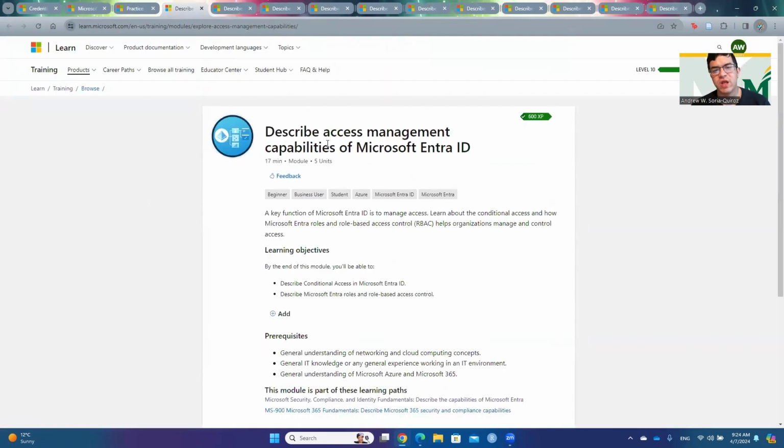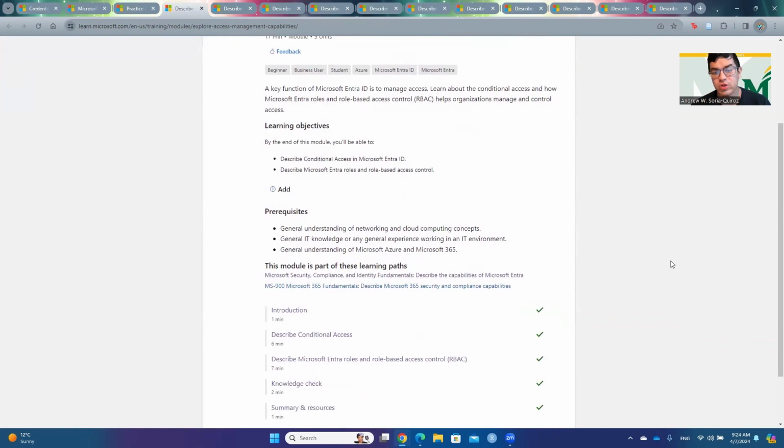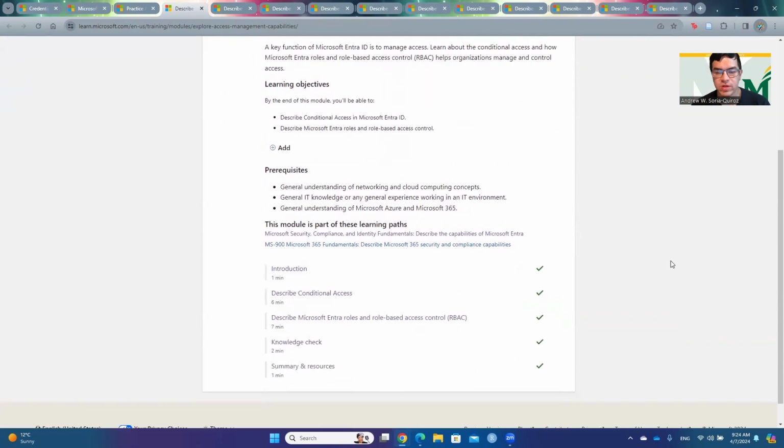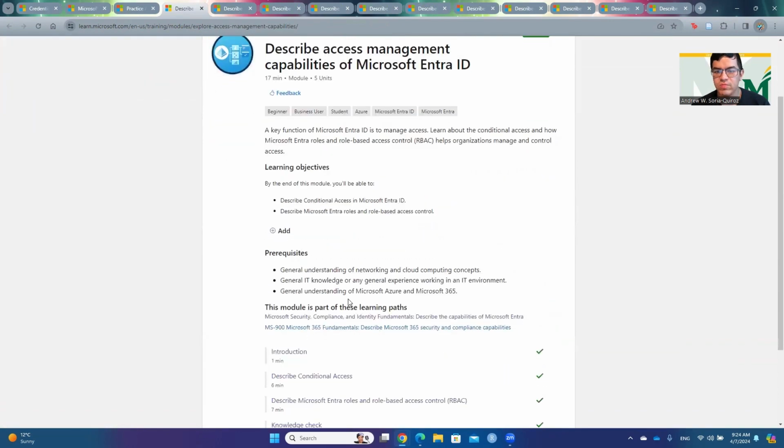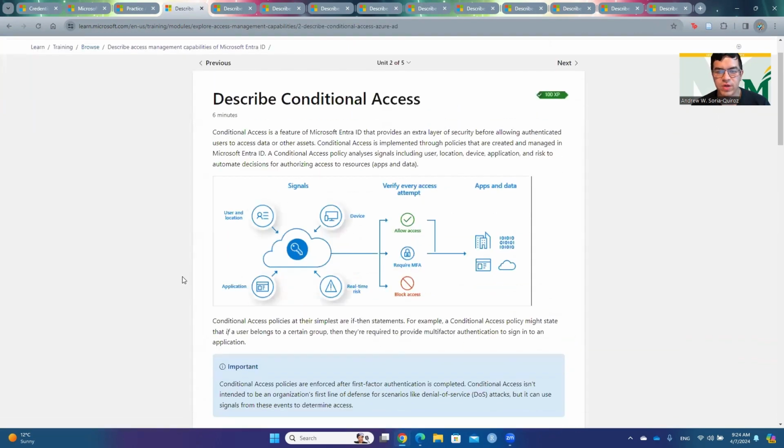There you will go to describe access management capabilities of Microsoft Entra ID. How do you manage access, role-based access control? How do you help organizations manage and control access, etc. Conditional access is an important part of it, as well as central roles. And this is actually a very small unit, so I will not really bother that much with it. Probably conditional access, understanding how it works, will be the most important part of it. As you can see here, you're basically verifying things based on some conditions. That's what's called conditional.